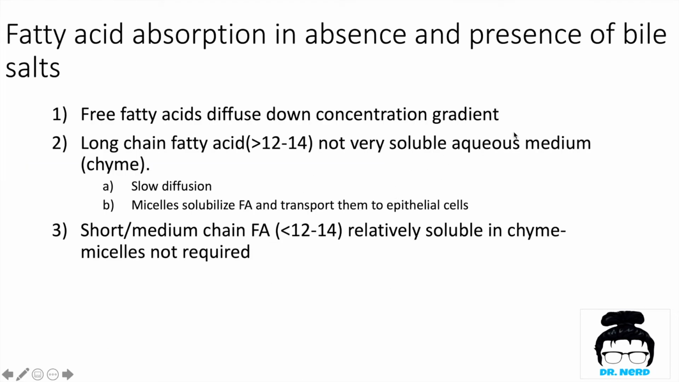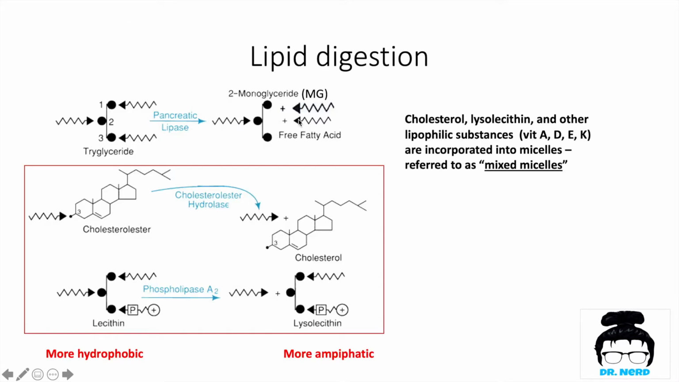Now, lipid digestion. We've already said that triglyceride, by the help of pancreatic lipases, will give you free fatty acids. Now, you also have cholesterol esters and lecithin. Those are the more hydrophobic. There is no way they will be dissolved alone. The cholesterol ester has cholesterol ester hydrolase, which will then break it down to 1 free fatty acid and cholesterol. Cholesterol is a more amphipathic lipid. And then you have lecithin, which will be broken down with the help of phospholipase A2 to free fatty acid and lysolecithin, which is more amphipathic.